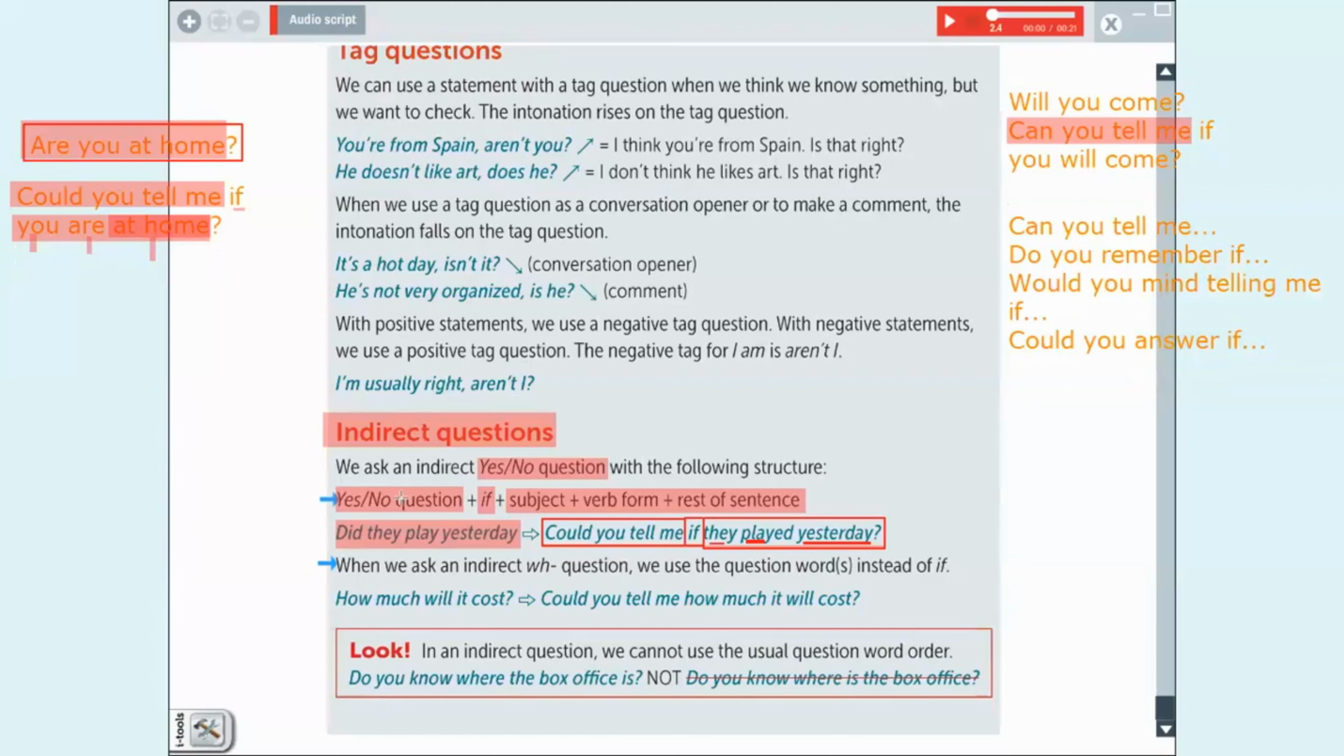As I mentioned previously, this is the yes/no question. We can also create the indirect questions from WH questions. In that one, the question word replaces if. So if I say, how much will it cost? The indirect question is, would you tell me how much it will cost? So, could you tell me, the WH at the beginning: how much. So it is over here, how much? And then will it cost changes to it will cost.